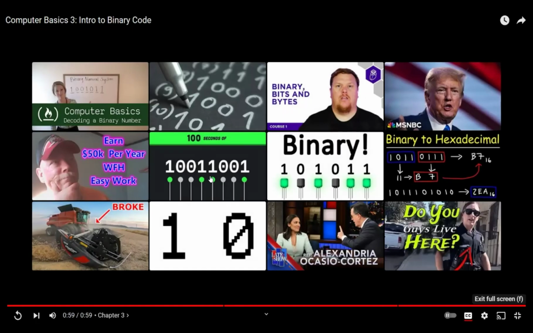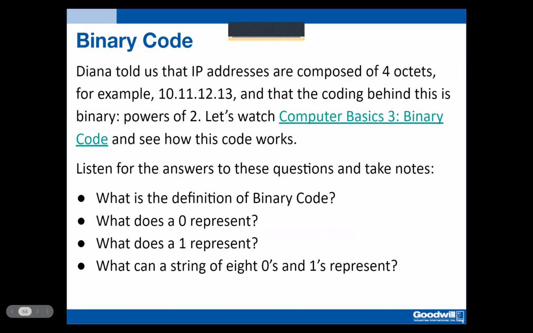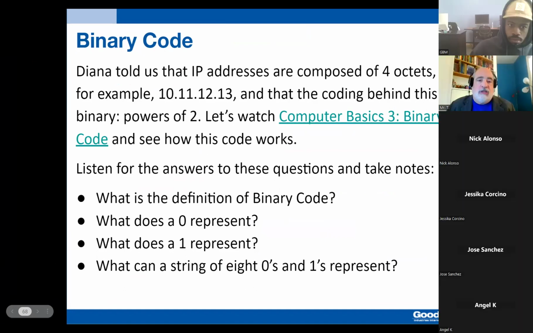Okay, that was a short one. In subsequent videos, we're going to see Brianna again and we'll go more into detail. But let's see if we can answer these questions. So what's the definition of binary code?